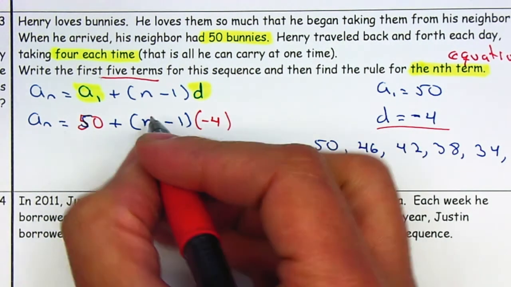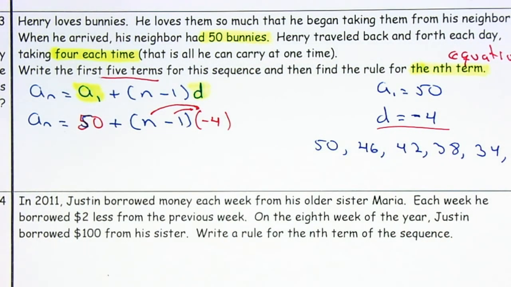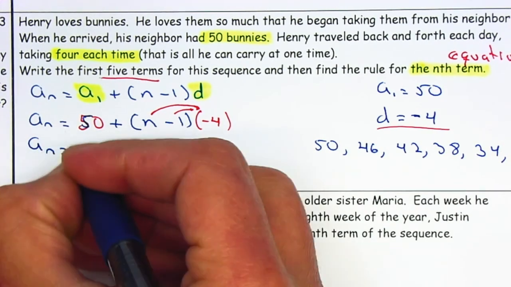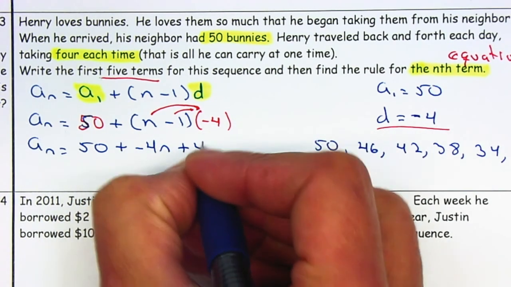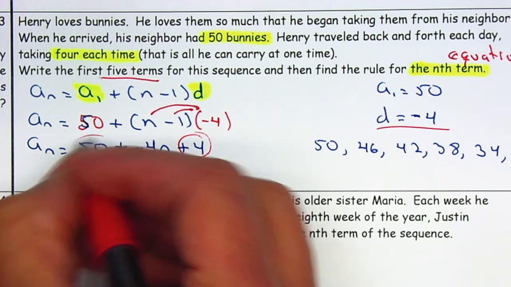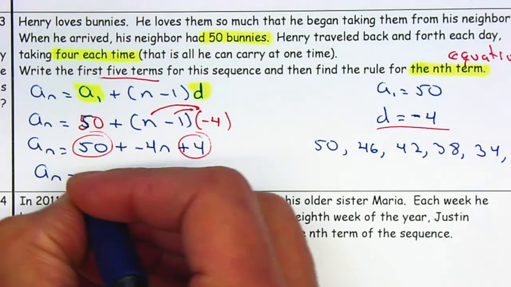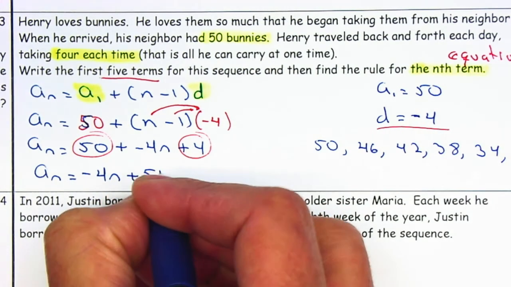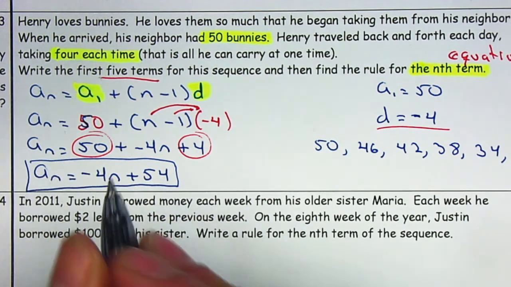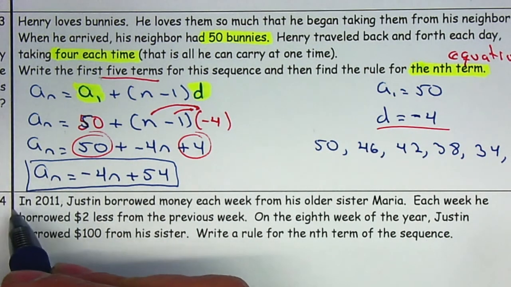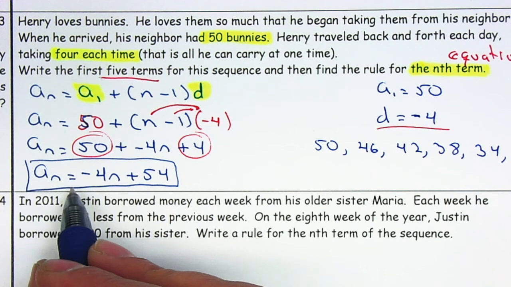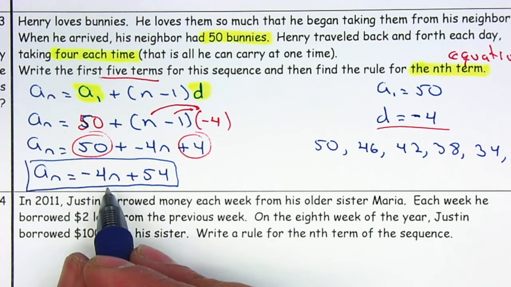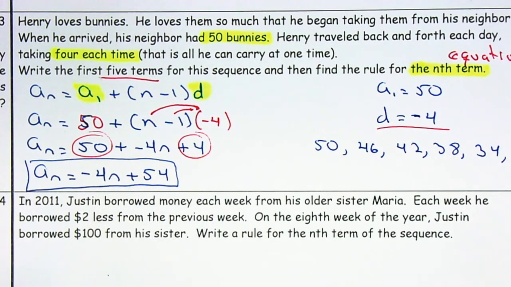Now we can just use the distributive property to simplify. Multiply the n times the -4, -1 times -4. That'll give me a sub n is equal to 50 plus n times -4 is -4n. Negative times a negative is +4. We are going to combine the like terms. That'll give you a sub n is equal to -4n plus 54. This will tell you how many rabbits or how many bunnies the neighbor ended up with. So if you want to find out how many rabbits he had on the 10th day, you just plug in a 10 for the n, and so on. Let's continue with example number 4.